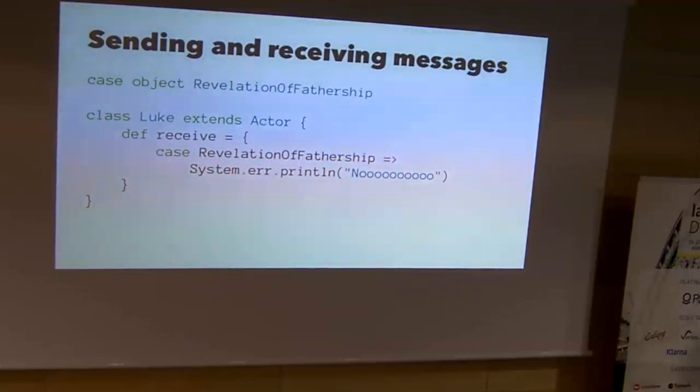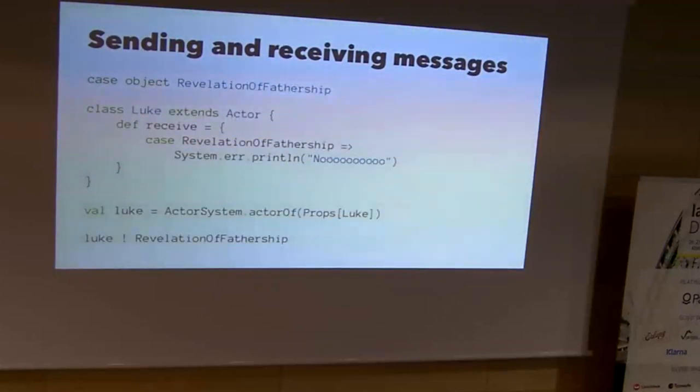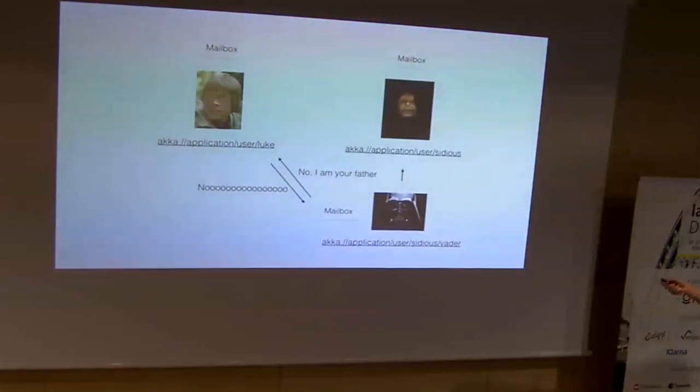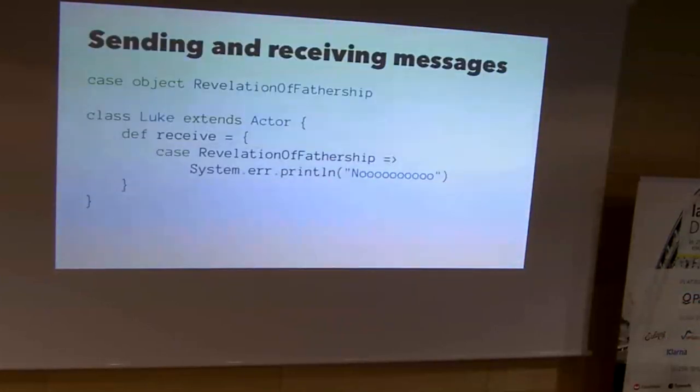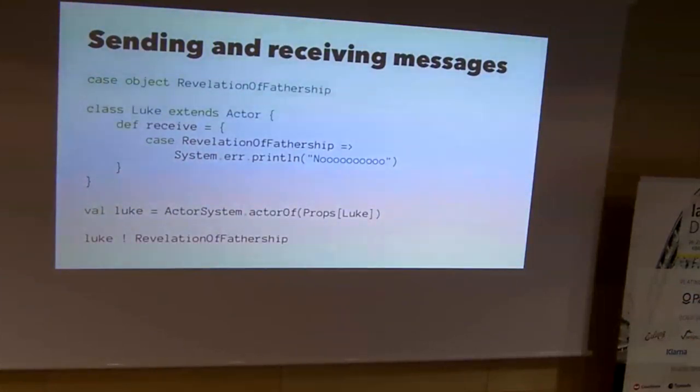In order to get a Luke, we ask the actor system, which is the thing that holds all of the actors or takes care of them, for an instance of Luke. But what we actually get here is not the actor itself or an instance itself, it's the actor reference. We get this thing here. It's like a phone number. When you call someone, you don't grab their phone and call it. You get the phone number and use it in order to talk to someone. So that's the idea here.